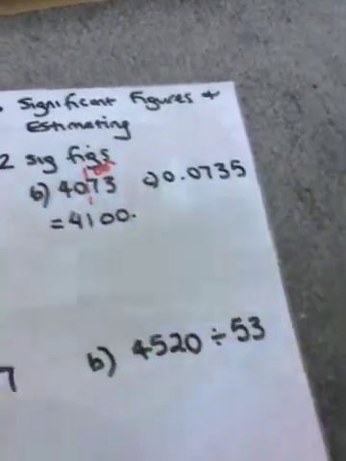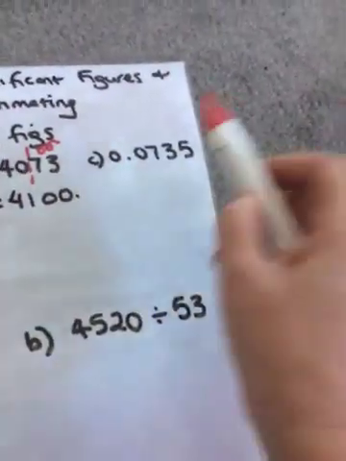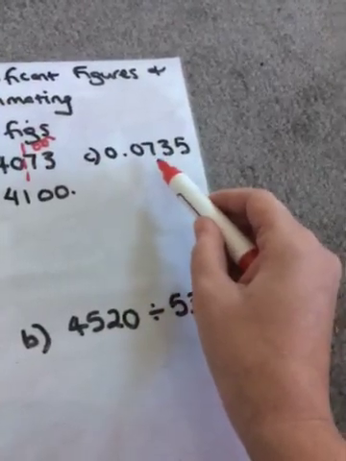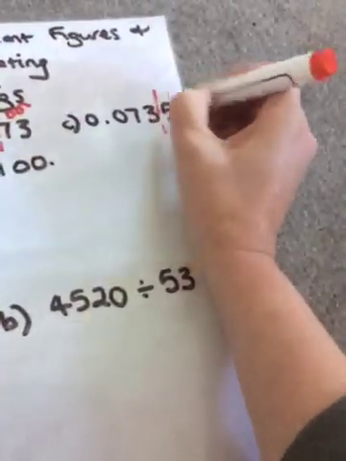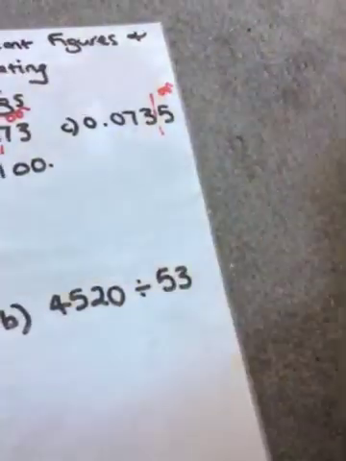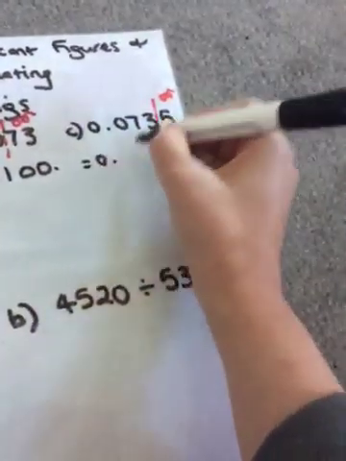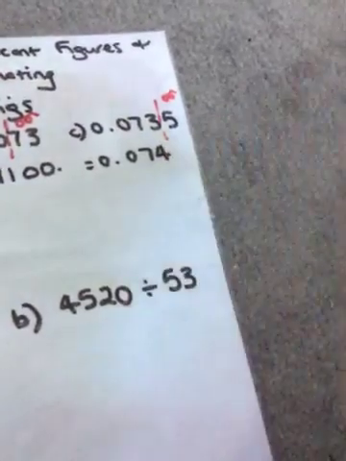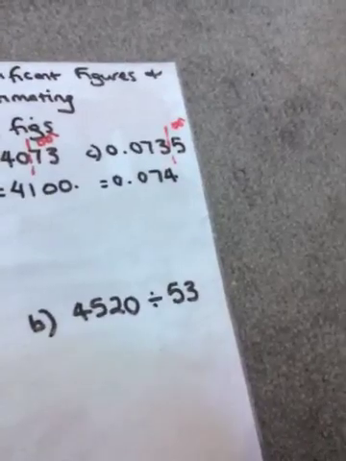In the third example here, we've got 0.0735. In this case, these zeros are not significant. The first significant figure here is the 7, and then the 3 is the second significant figure, and we're going to decide what to do using the 5. So our answer is going to be 0.07 and 5 or more, rounded up. You do not replace the 5 with a 0 because then your answer has got 3 significant figures.